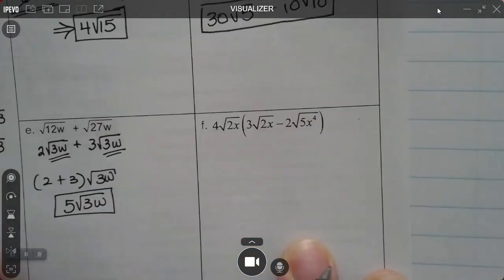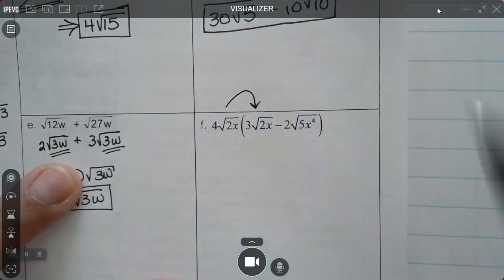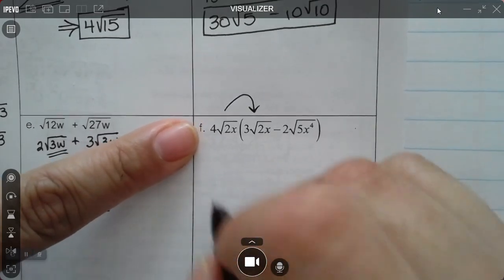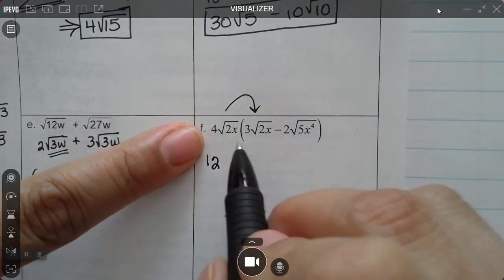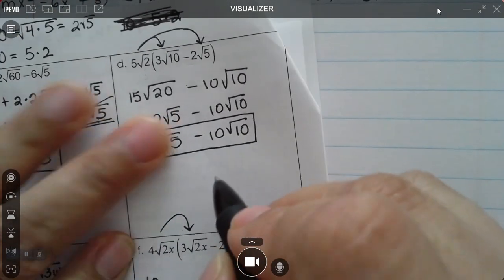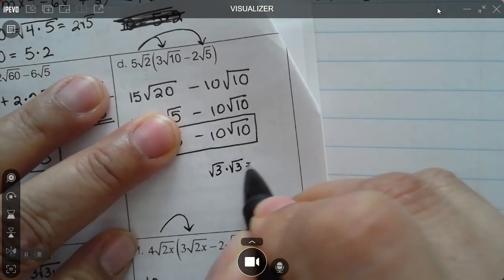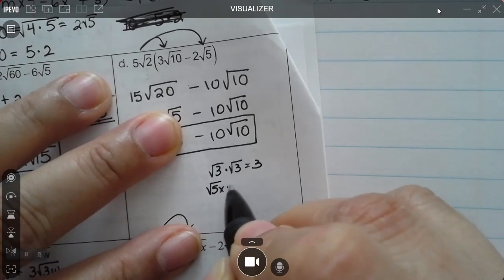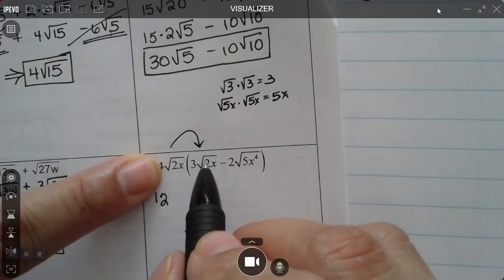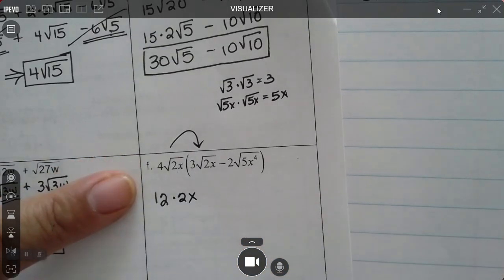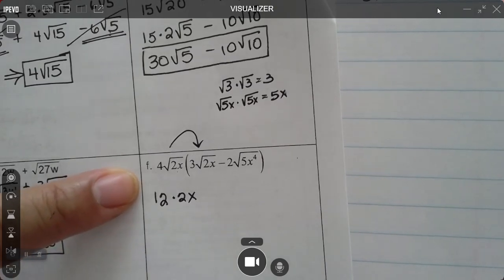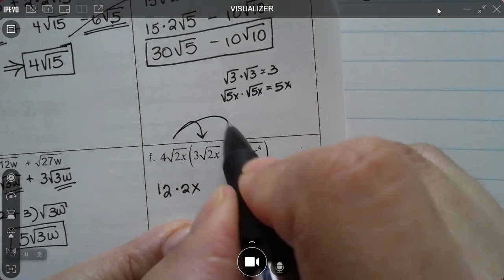All right, we're finishing this up. Yes, we are. 4 times what? 4 times 3? What is radical 2x times radical 2x? Stop it. What did I just say? Radical 3 times radical 3 is just 3. Radical 5x times radical 5x is 5x. So radical 2x times radical 2x is just 2x. The same radical by itself squares itself, and then you take the square root and you're left with just the base, okay?